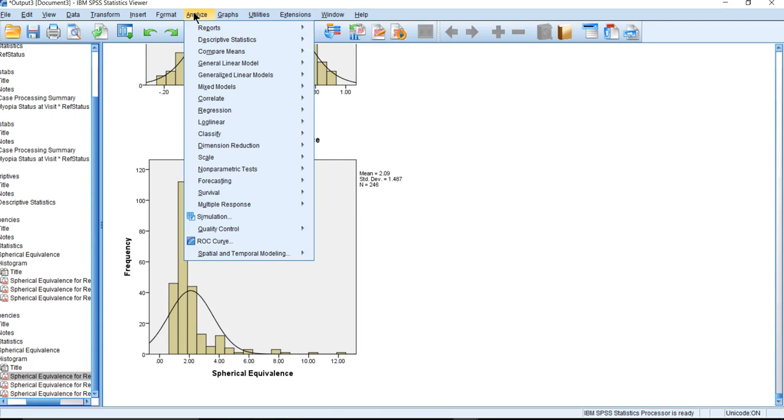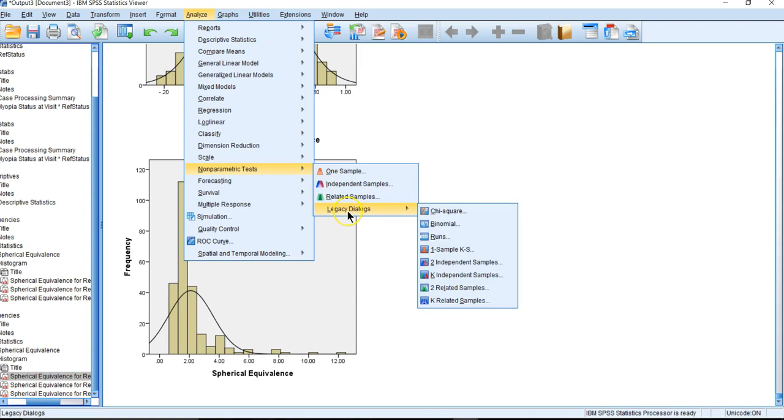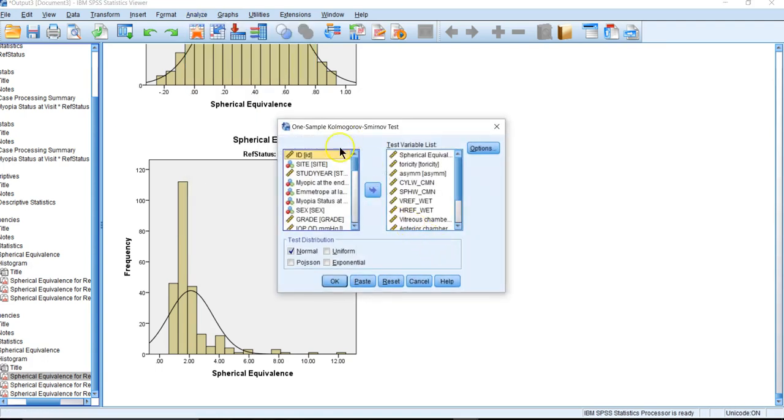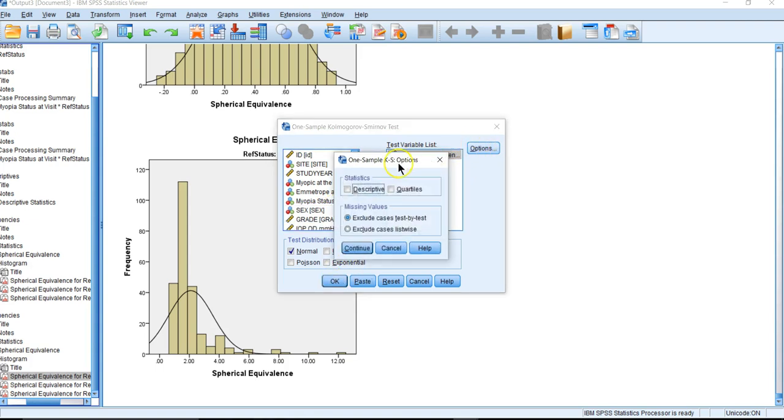Now let's ask the question: do our distributions significantly differ from normal? And there's a non-parametric test. We're going to go to legacy. I prefer the legacy ones because you have to do more stuff to use the other ones, and this is just quicker. So legacy and a one-sample Kolmogorov-Smirnov test. We're just going to look at spherical equivalence. And our options, we could put in descriptives and quartiles, which would be just like we did above.